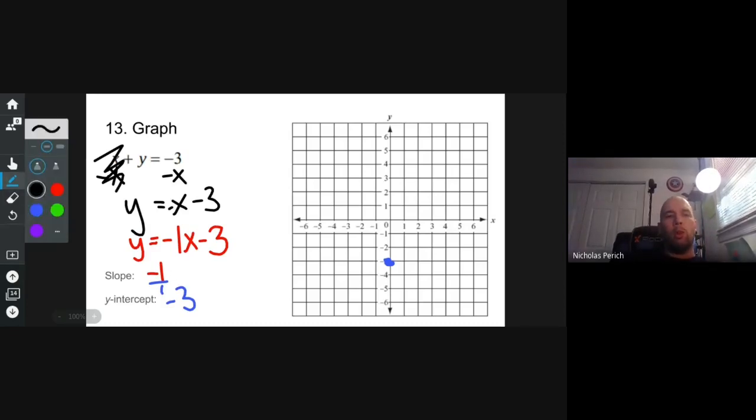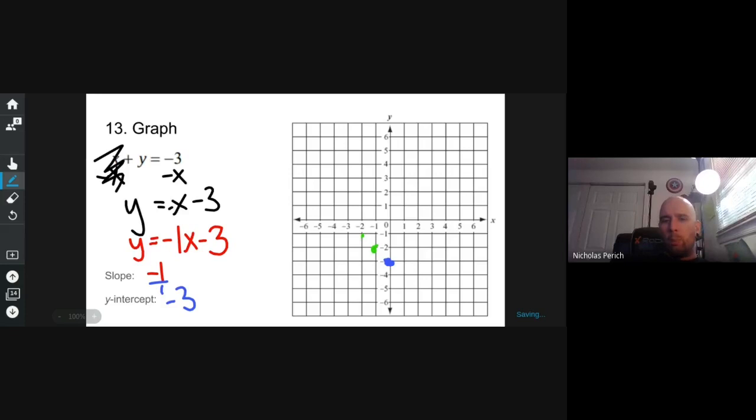My slope is negative 1 over 1. So what would Wiz California say? Up 1, left 1, up 1, left 1, up 1, left 1, up 1, left 1. Uh-oh, I ran out of room. Down 1, right 1, down 1, right 1, down 1, right 1, down 1, right 1. Let me get my marker and draw a line. And as you get the hang of these, you can do them that fast.